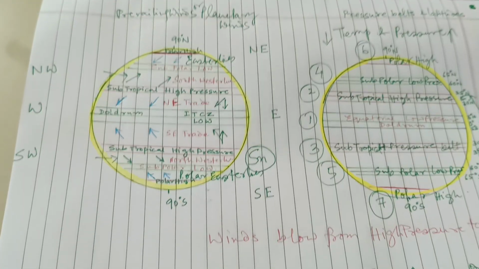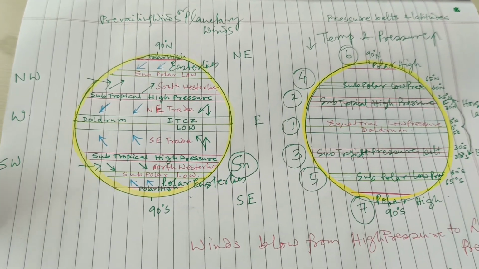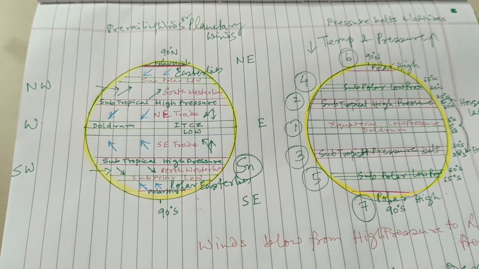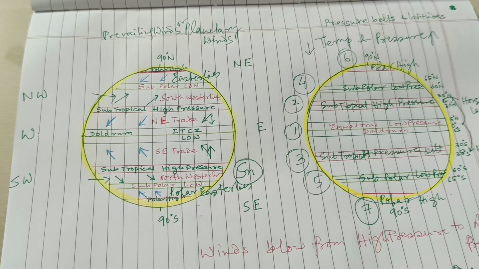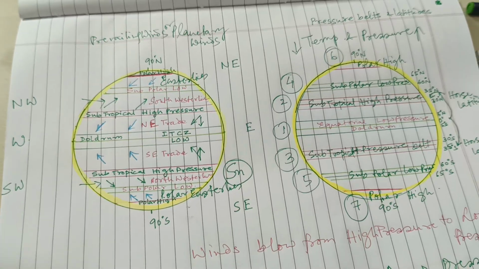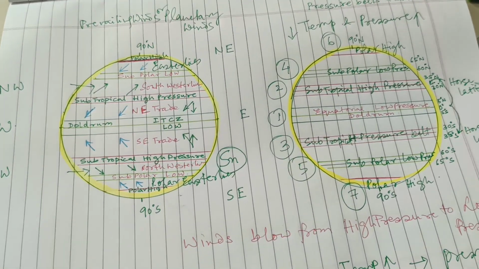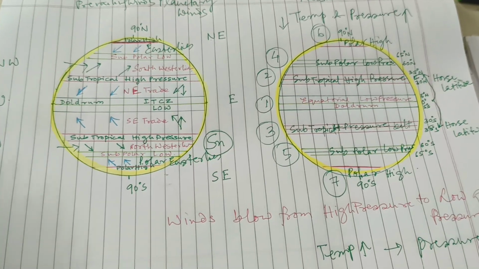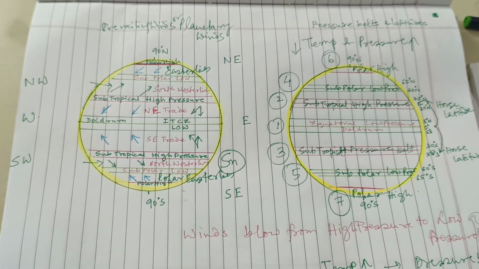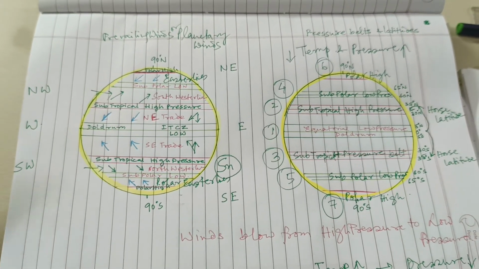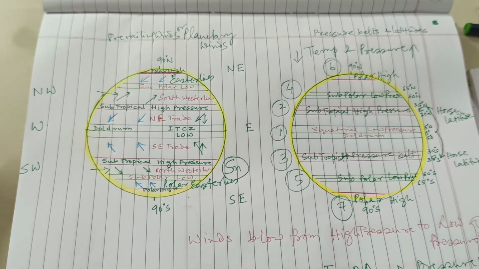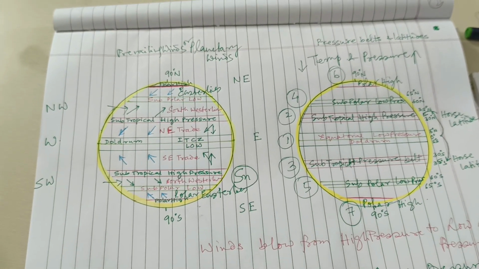So prevailing winds and pressure belts are very much interrelated, and the wind's movement is also very important, and how it is blowing only from high pressure to low pressure, and why it is blowing from high pressure to low pressure. I hope the idea is completely clear to you, so that you will not lose any marks in the examination hall. You will not be nervous, you will not be confused, and you will get full marks.